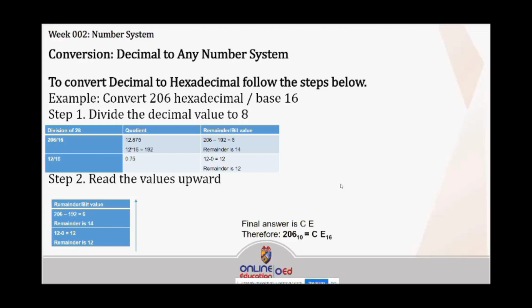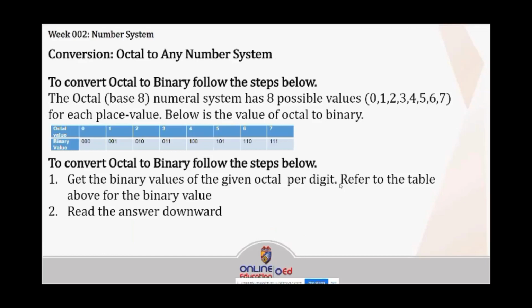We are now going to move on to the next, which is octal. Of course, the base of octal is 8. So there are 8 possible values here, which is 0 to 7. For each place value, below is the value of octal to binary. The octal value from 0 to 7. Yung 0 to 7 na to, ito yung 8 possible values ng octal, kasama si 0. Kasi yung 8 mismo, yun na yung base natin, kaya hindi natin i-include yon.